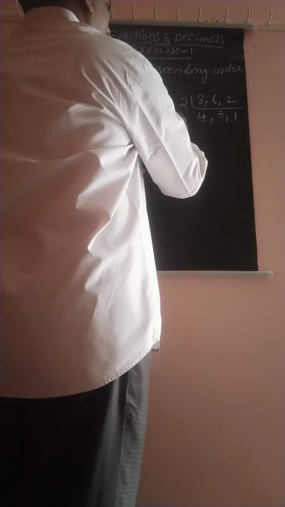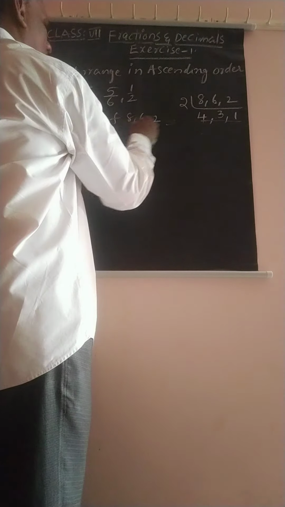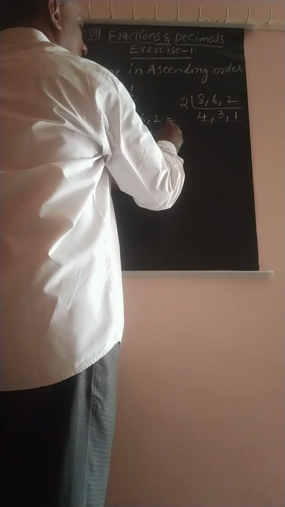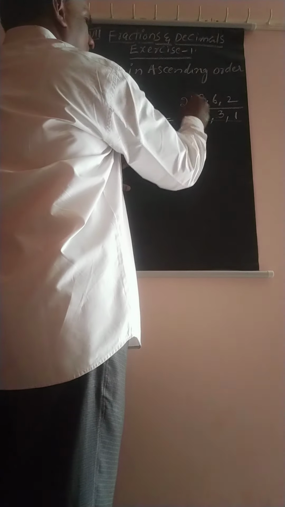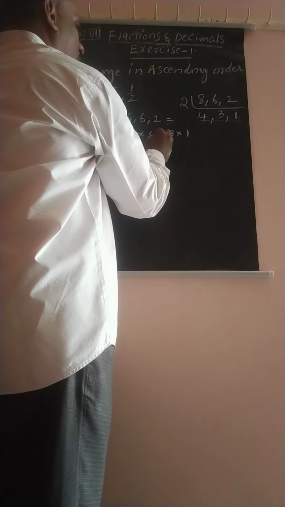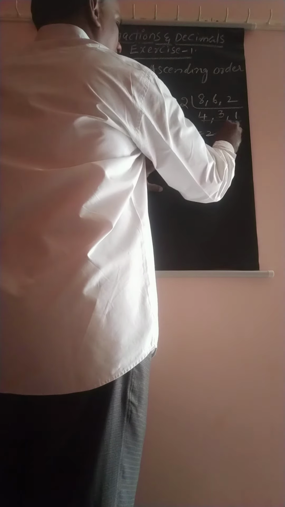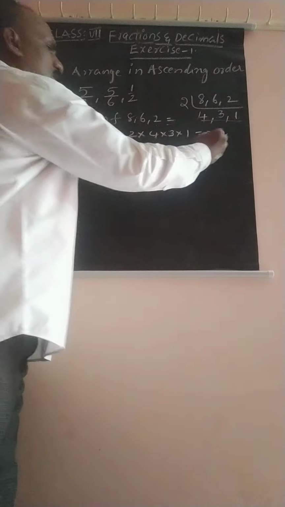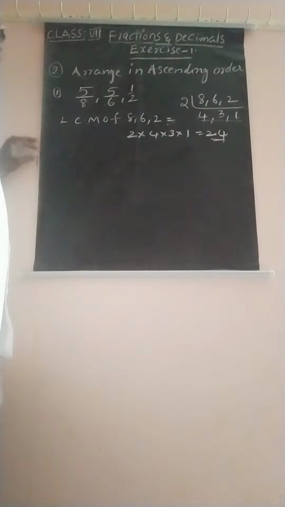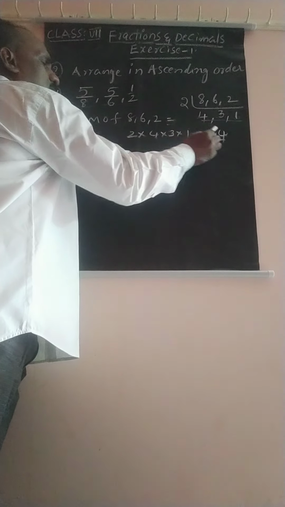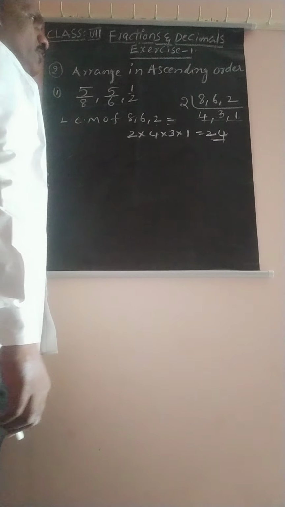So how much is coming? The LCM is 2 into 4 into 3 into 1. 2 4s are 8, 8 3s are 24, 24 1s are 24. So what is the LCM here? 24. It is better to make all denominators equal to 24. Then they become like fractions.